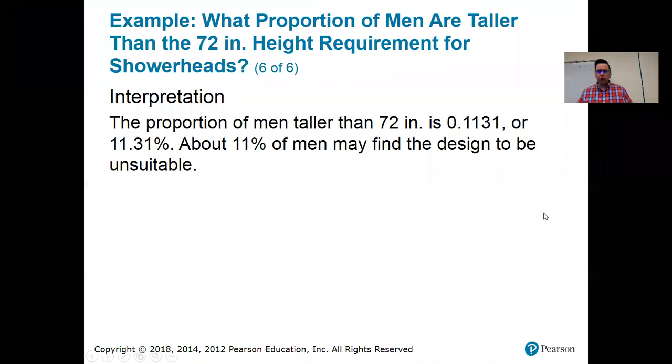All right, the proportion of men taller than 72 inches is 0.1131. So that's about the percentage of men who aren't going to like the shower head being installed at 72 inches. Okay.